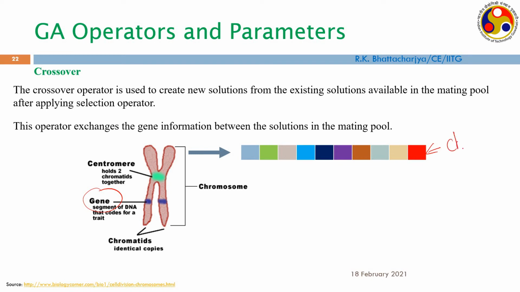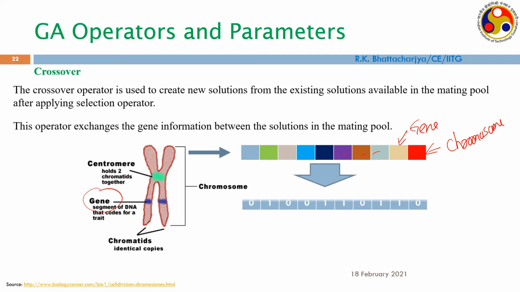This is a chromosome, and this chromosome is composed of genes. So these are all genes, and these genes carry the characteristics of that particular individual. Similarly here, this gene carries the characteristics of that particular solution. So this is basically our simple mathematical crossover.